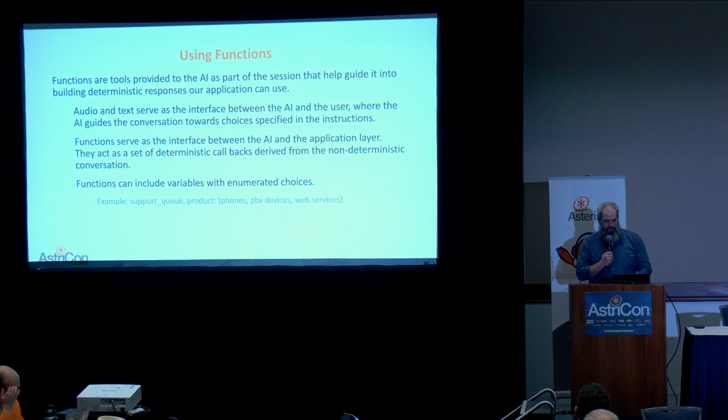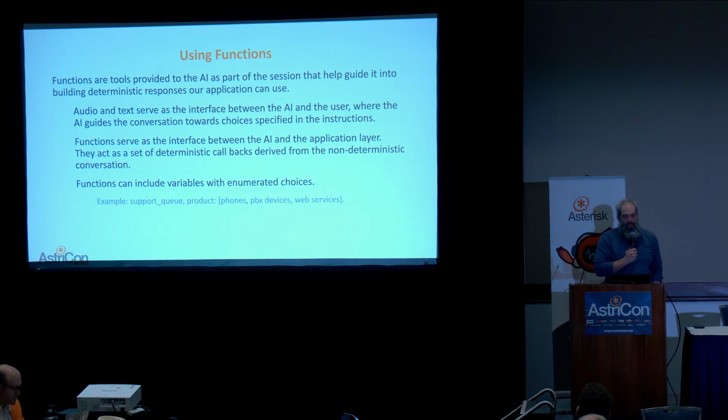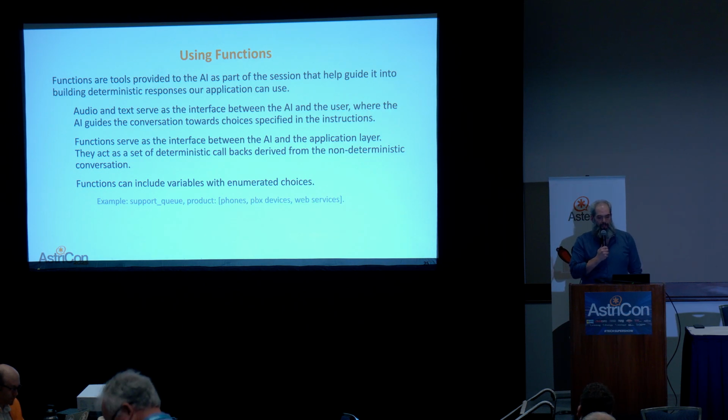What's that look like? So I mentioned functions before. Functions are tools provided to the AI as part of the session to help guide it into building deterministic responses our application can use. So you give it audio and text. That's your interface to the AI. And the AI tries to guide that conversation towards one of these functions. So the functions are sort of the wrapper of order around the chaos of the AI.